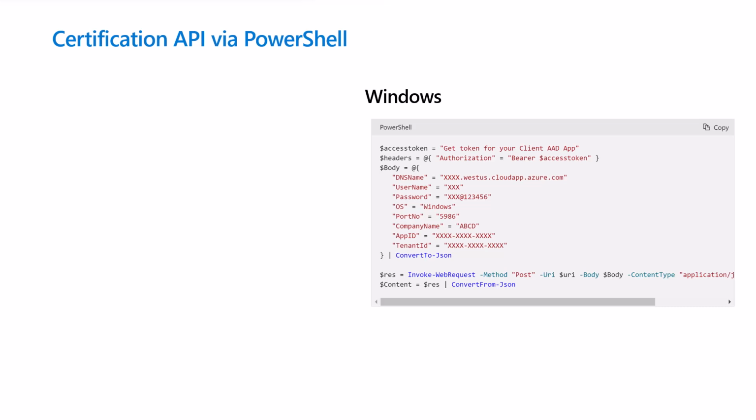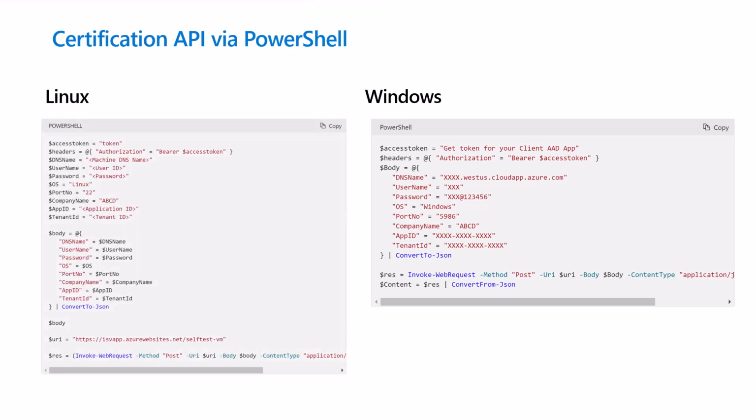Here's an example of using PowerShell to call the self-test service for a Windows image. And here's a similar script also in PowerShell that checks a Linux image. Note you can even run these scripts from Linux machines since PowerShell is cross-platform. Or you may also invoke the API endpoints using the code of your choice. And PowerShell is shown here just for ease of an example.